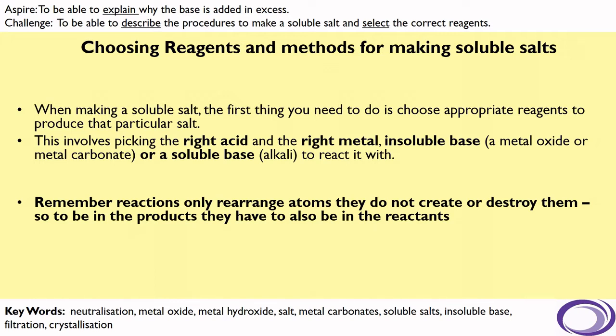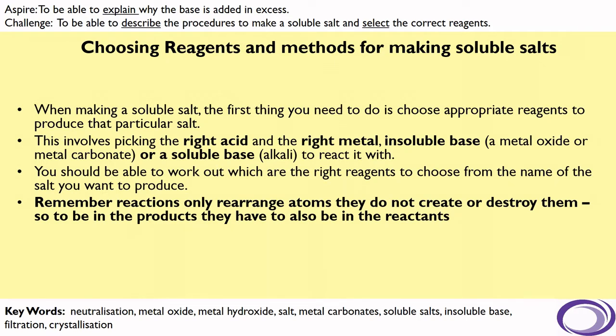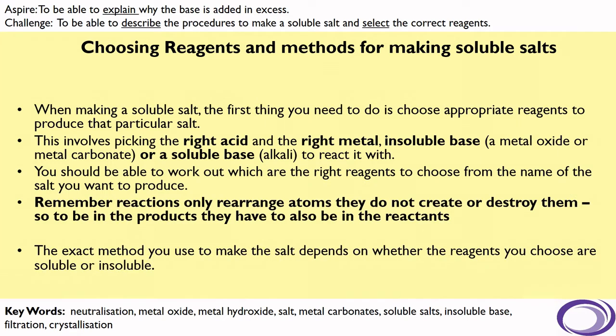So for example, if I want to produce a chloride salt, I'll use hydrochloric acid. If I want to produce copper chloride, I'll probably use copper oxide as my insoluble base. We need you to be able to work out which are the right reagents to choose from for the name of a salt you want to produce. Now, the exact method you use will depend on whether the reagents you choose are soluble or insoluble.